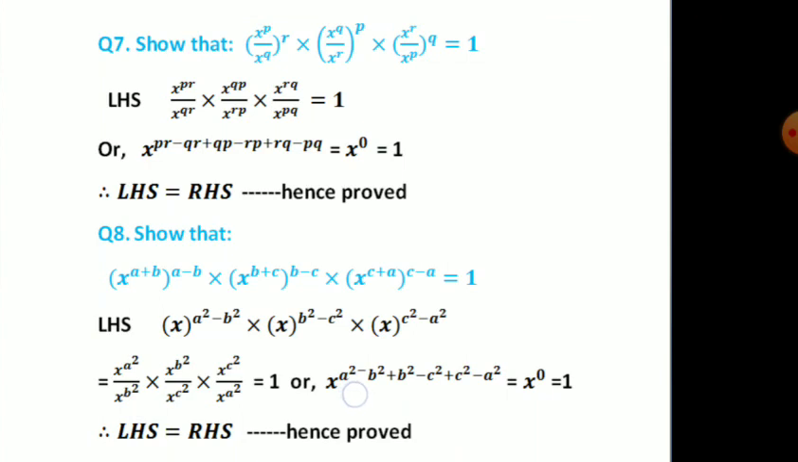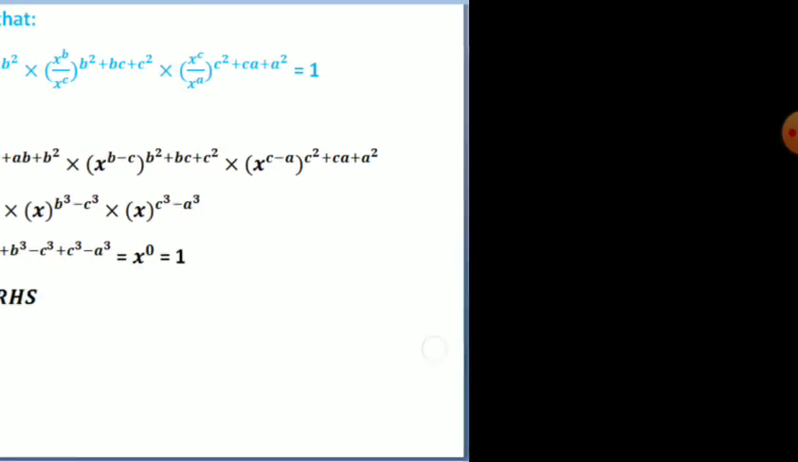Plus c square minus a square. So as we can see, we have plus a square minus b square plus b square, which is getting cancelled, minus c square plus c square, again getting cancelled. So what we have, x to the power 0, that is equals to 1. Therefore our LHS equals to RHS.